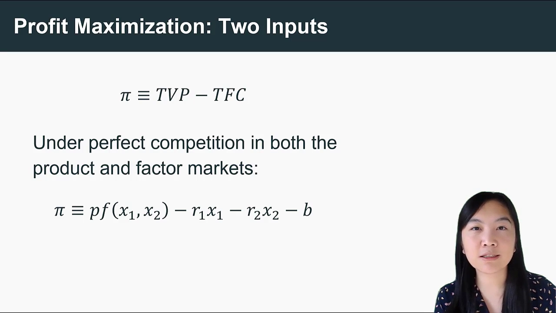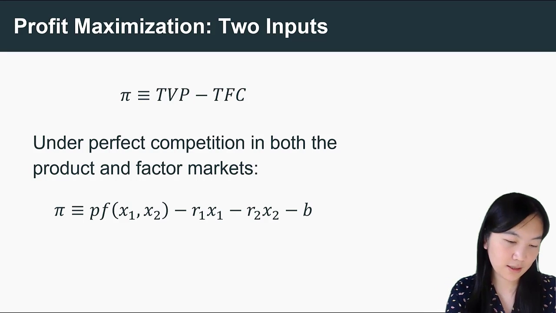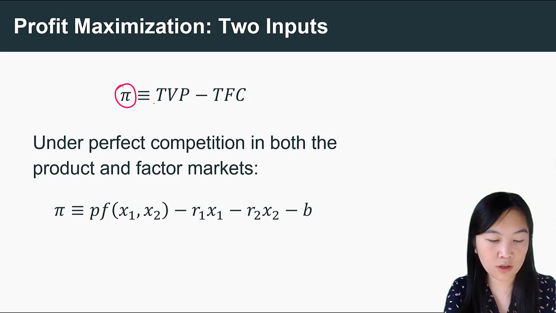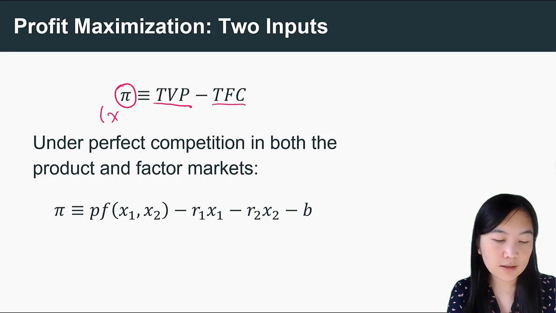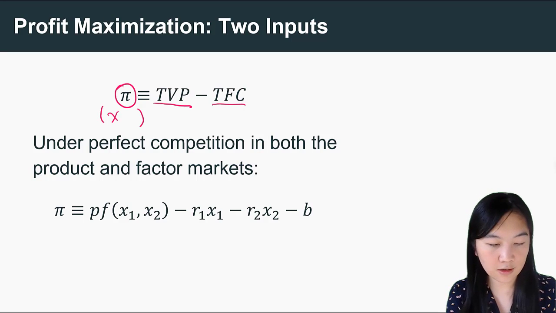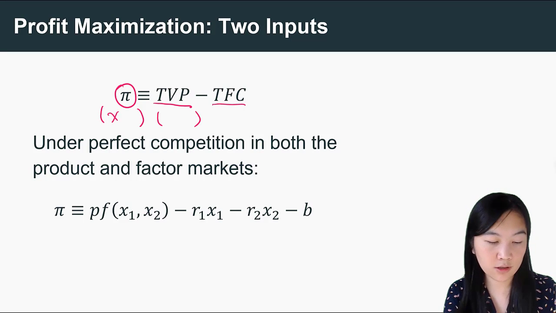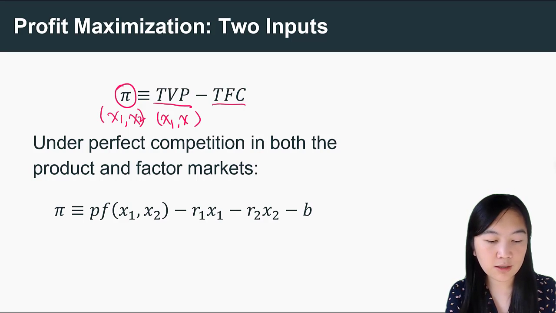So let's get started. For profit maximization, first we need to figure out what the profit is. Profit, again, is still your total value of product minus your total factor cost. And remember, from the input perspective, everything is a function of input, including your profit, your total value product, and your TFC. Before, we only had pi as a function of X. Now there are two inputs, so pi is a function of X1 and X2, similar to TVP and TFC.